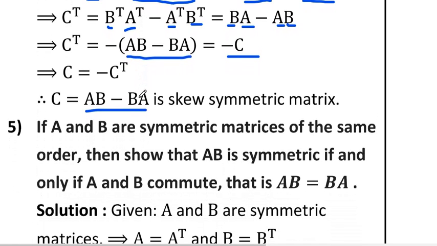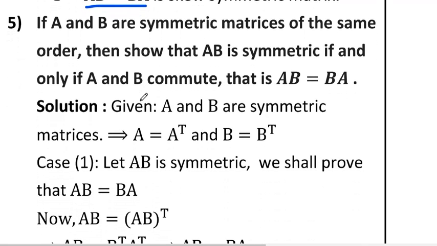Now you see this question: if A and B are symmetric matrices of the same order, then show that AB is symmetric if and only if AB is equal to BA. That is the meaning of commutative property. Now it is given that A and B are symmetric matrices. Therefore A is equal to A transpose and B is equal to B transpose. Now you have to show that AB is symmetric if and only if A and B are commutative.